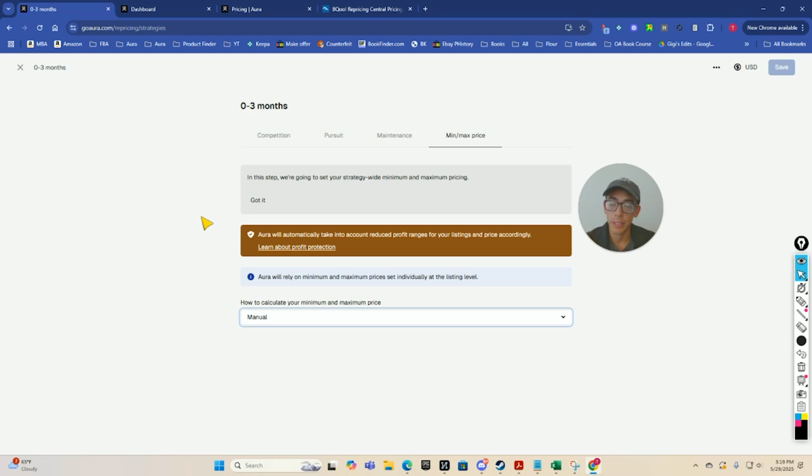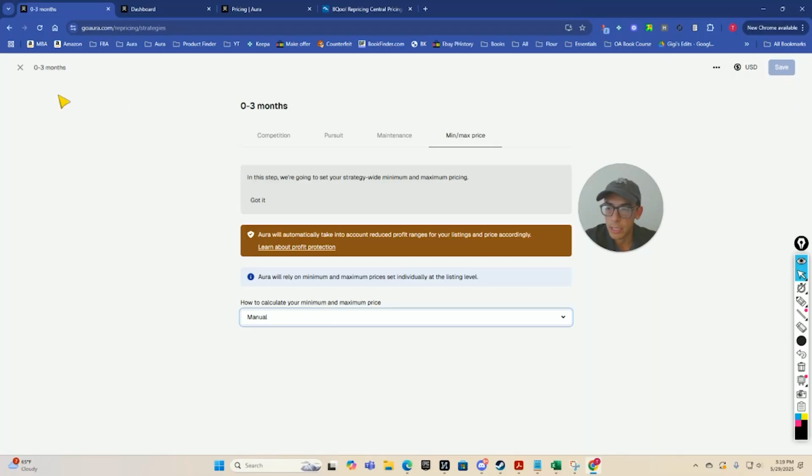Now, yes, that is harder, because you'll always need to change your minimum and maximum price manually, and that takes more time. But again, you don't have to do that every day. You could certainly do it in time intervals, like 3-month or 6-month intervals. So you can change it whenever you want. But that's basically the reason why I'm going manual with all of the rules here.